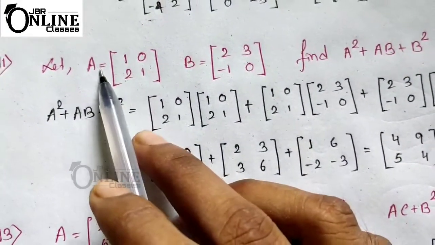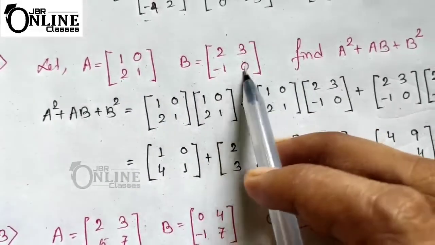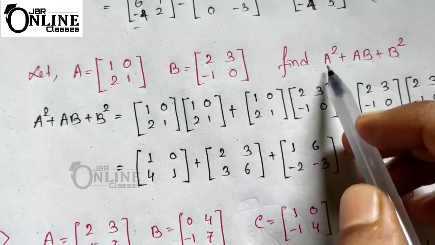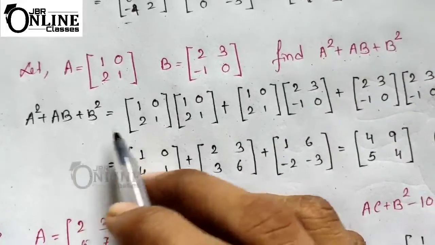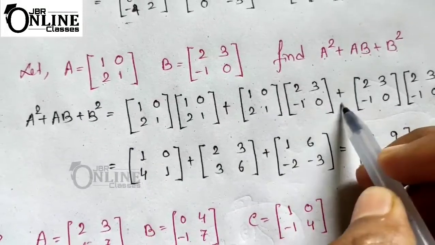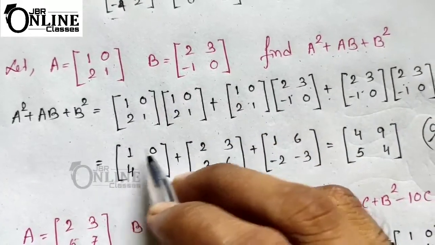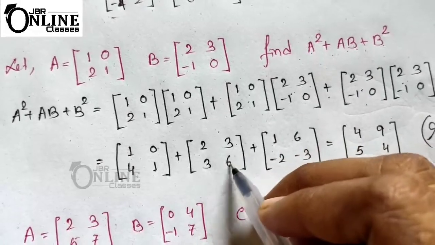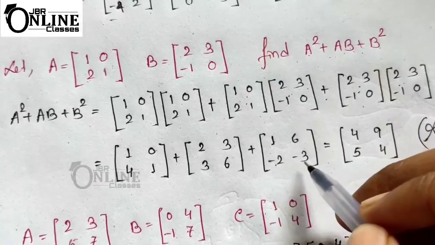In sum number 11, A equals [[1, 0], [2, 1]] and B equals [[2, 3], [-1, 0]], then find A square plus AB plus B square. That means you have to find A square, B square and also AB. So A square means A into A, plus AB means A into B, plus B square means B into B. For A into A you will get [[1, 0], [4, 1]], then A into B you will get [[2, 3], [3, 6]], and B square, B into B, is [[1, 6], [-2, -3]].